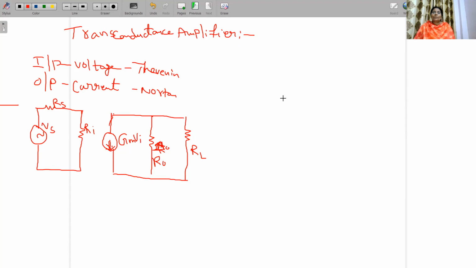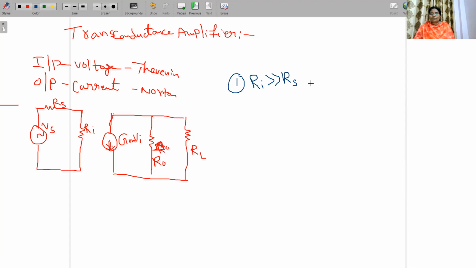Then I have to write the two conditions. The first condition is: input is Thevenin equivalent model. Note down the first condition. This first condition represents Ri is far greater than Rs.